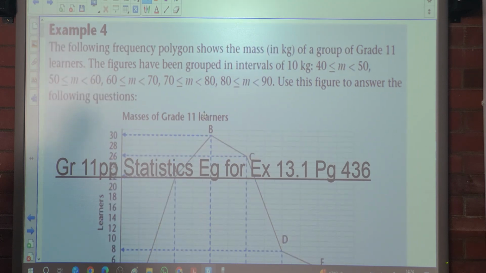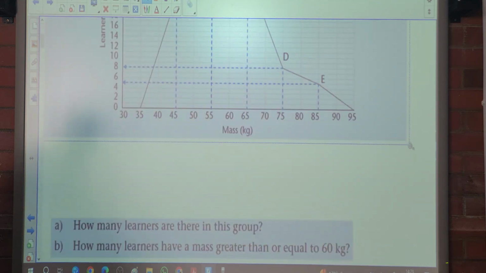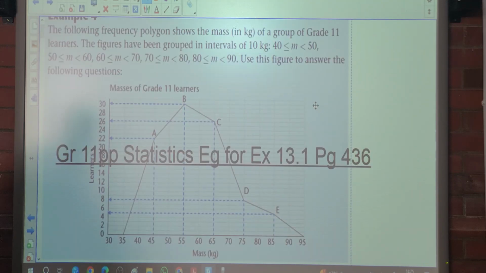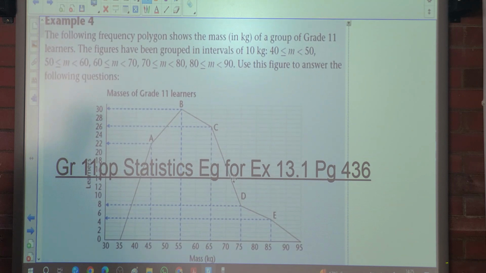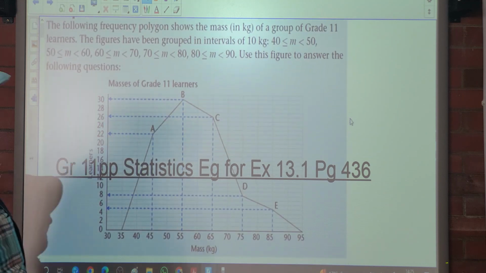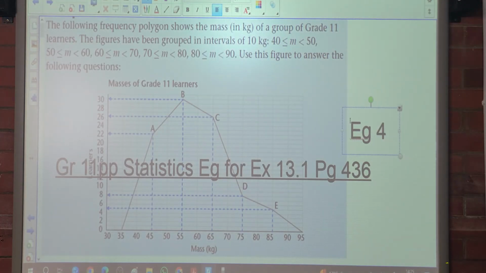Example 4, we are told that the following frequency polygon. Example 4 on page 434.